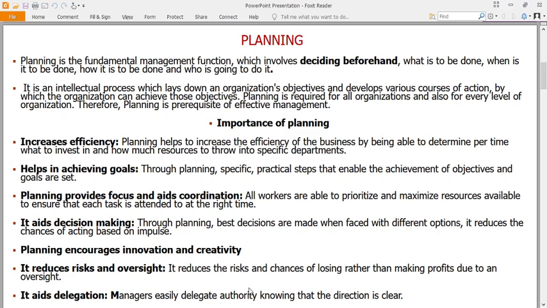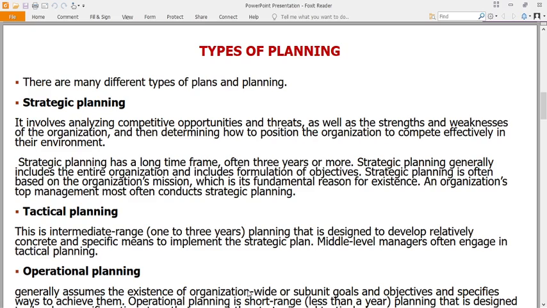It aids delegation. Delegation is a process of passing on roles and authorities to your subordinates. So it is the planning process that enables managers to do that, because once you plan, you're able to figure out what can be done by other members and what you can do as a manager. So basically, those are the importances of planning.